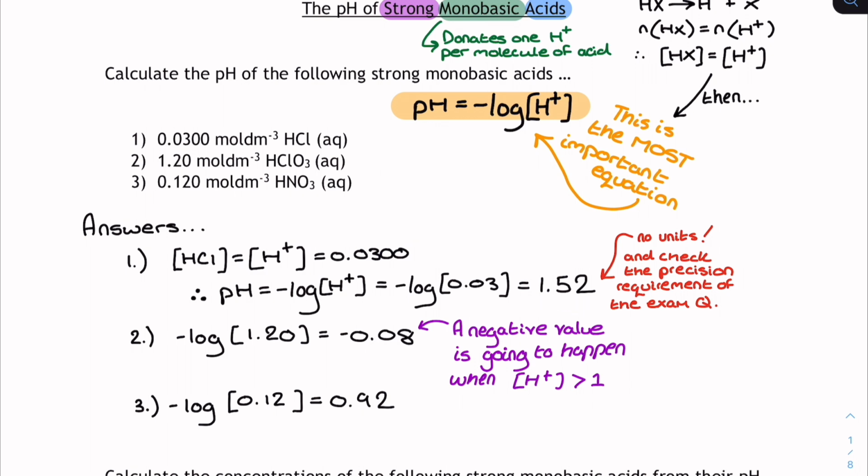Check the precision requirement of your exam question. Does it want 3 significant figures? Does it want 2 decimal places like I'm going to use here for these? I don't know. Read it carefully. Always double check, never assume.